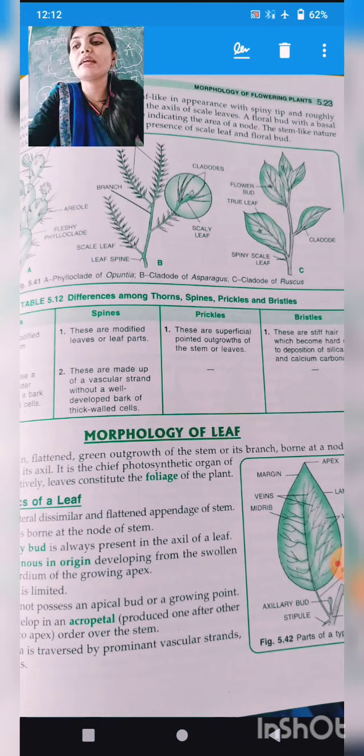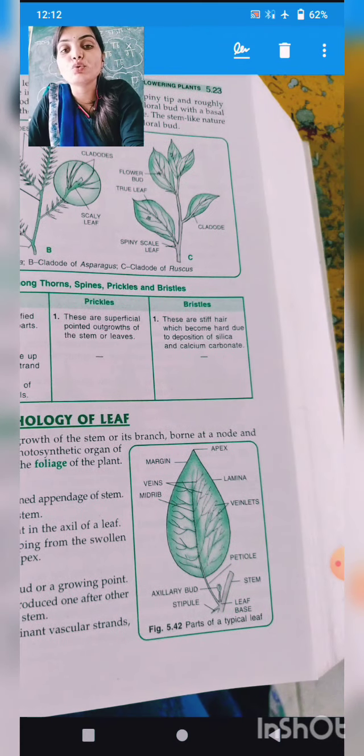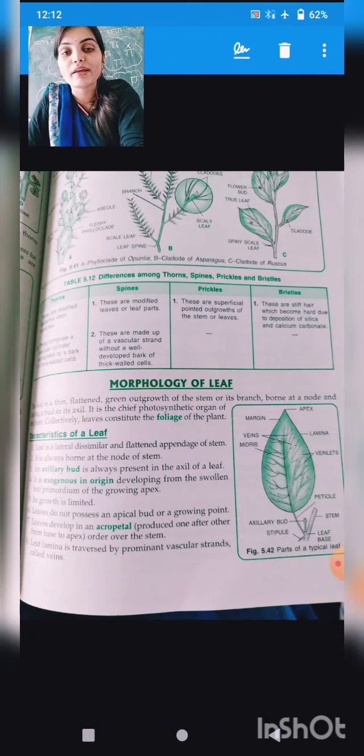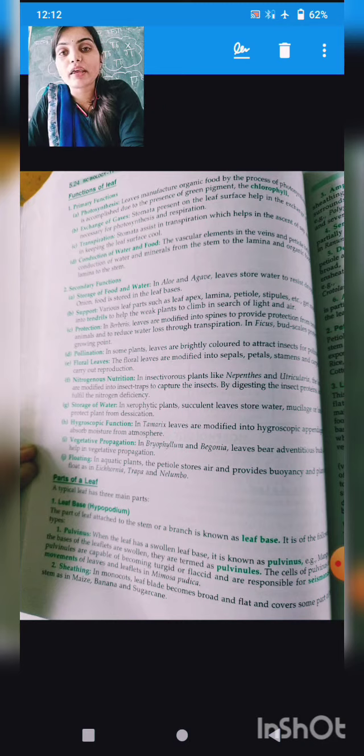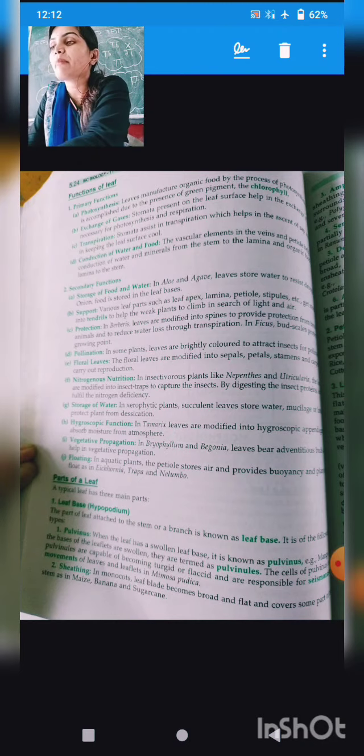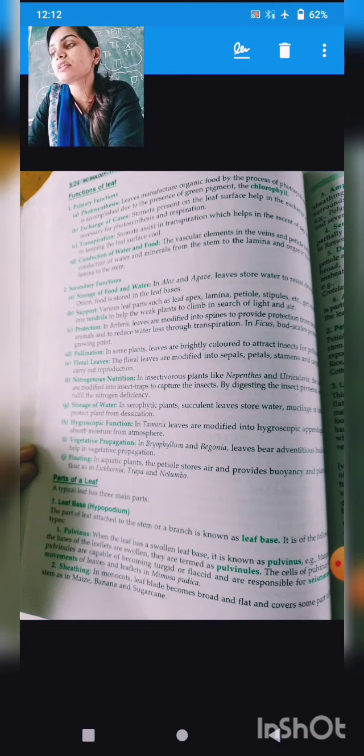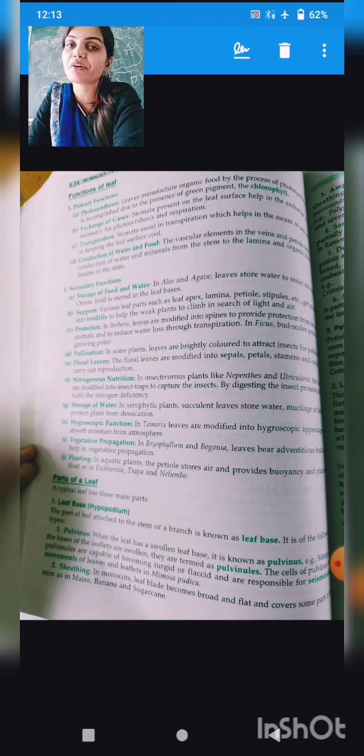Okay, very easily as you are studying for a very long time. Okay, so if we talk about the primary function of leaf, there are photosynthesis, exchange of gases, transpiration, conduction of water and food.